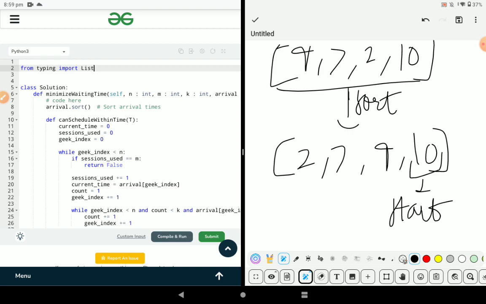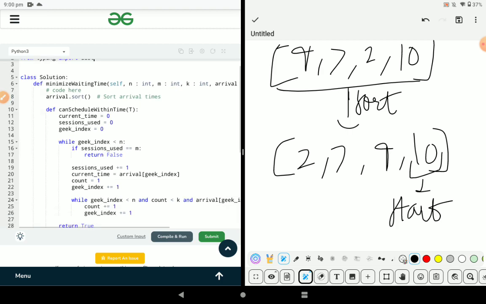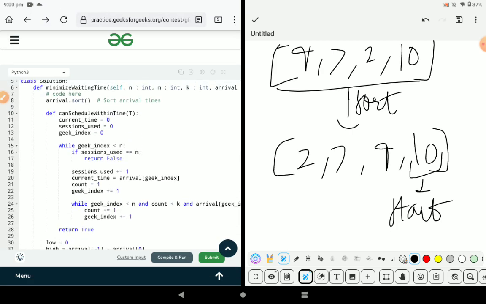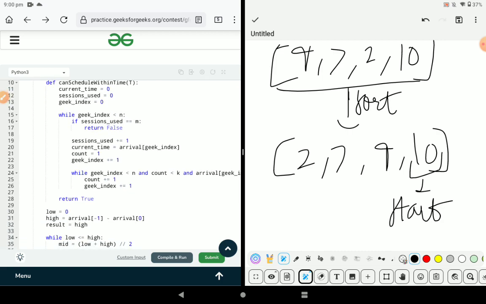So we will use binary search here, with a function canSchedule within time. We have used current time equal to 0, sessions used equal to 0, and geek index equal to 0. Then we run a while loop until the index is less than n, meaning the length of the arrival time array. If sessions used is equal to m, meaning the sessions are completed, we will return false.